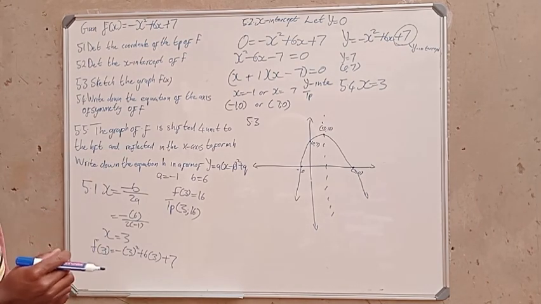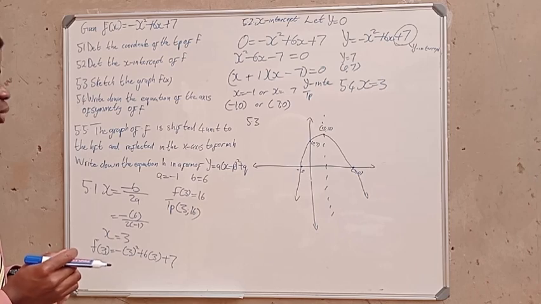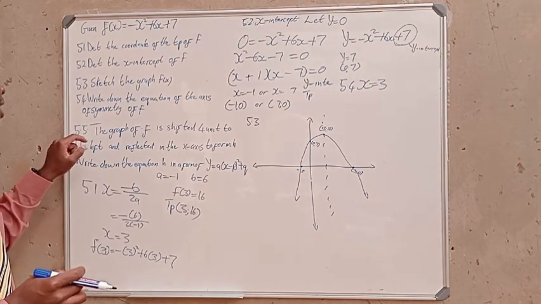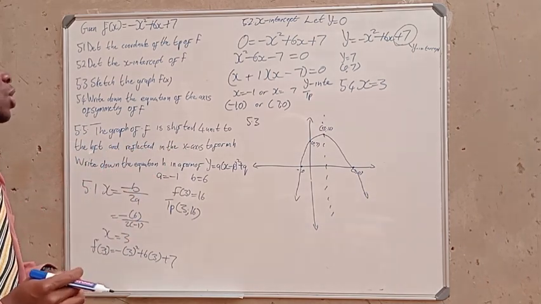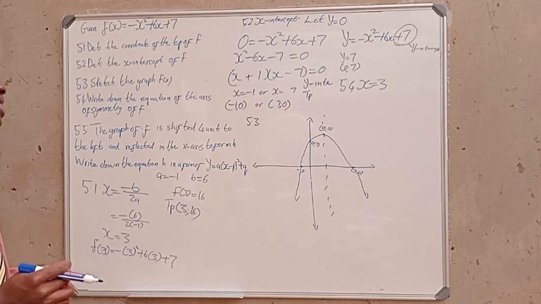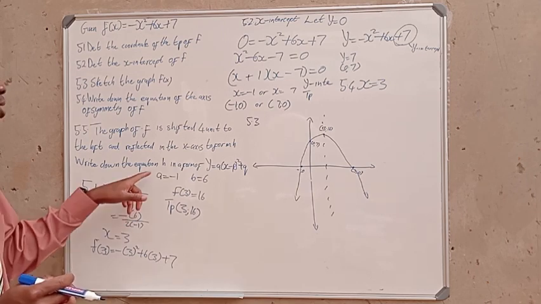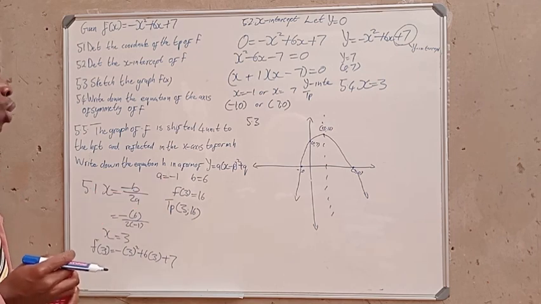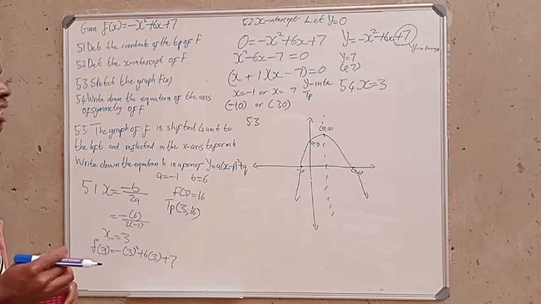The last question, guys. I know these ones are always a bit difficult, but you have documents. So 5.5: the graph of f is shifted 4 units to the left and reflected in the x-axis to form h. Write down the equation of h in the form y is equal to a open bracket x minus p close bracket squared plus q.